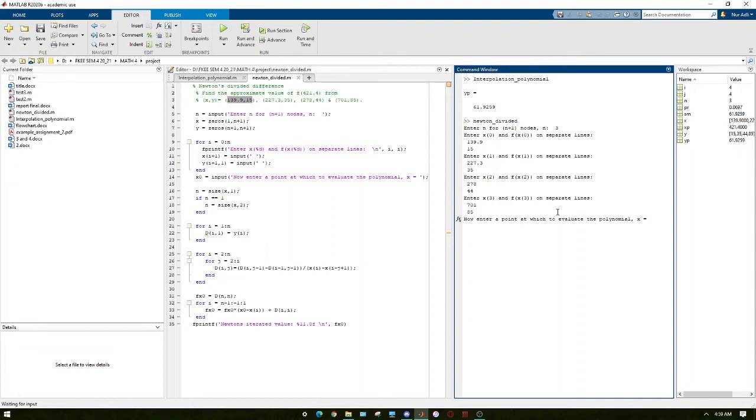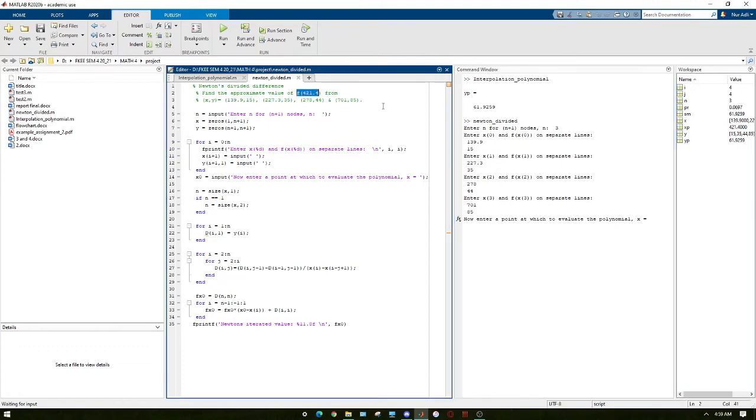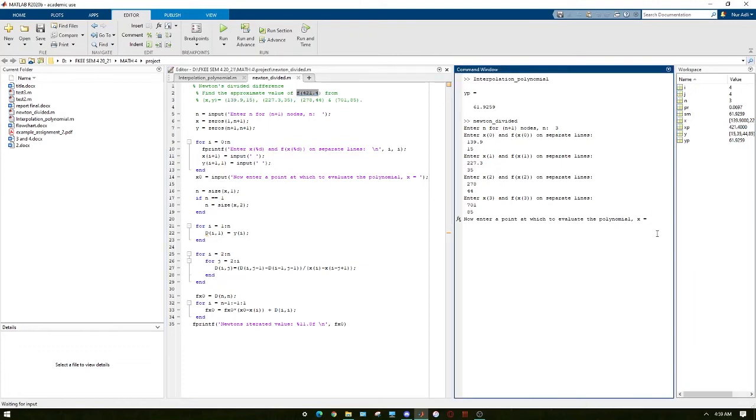Okay, so it asks again for the point we want to find. Sorry. So here is our f, which is 421. So that is our final value.